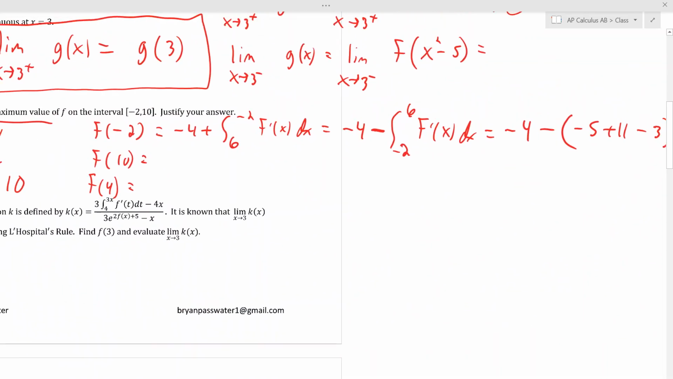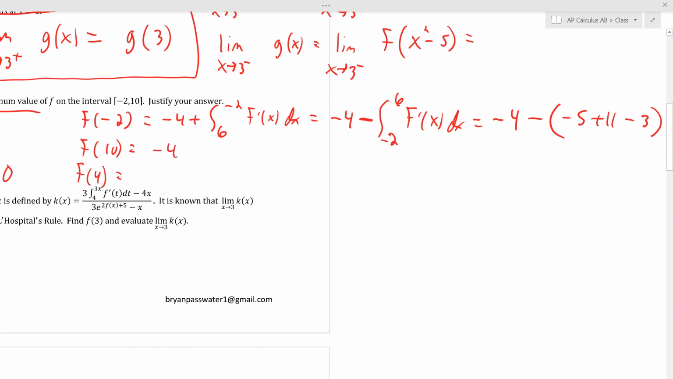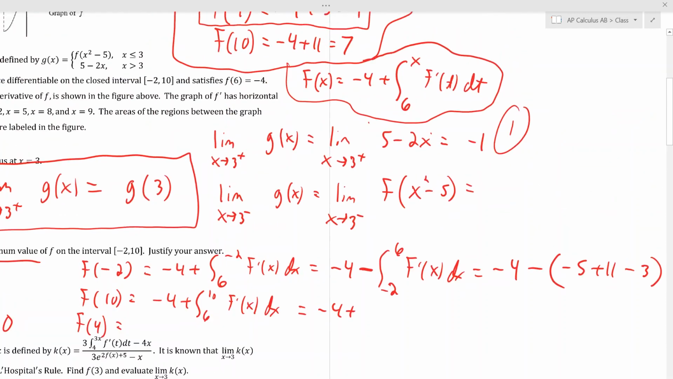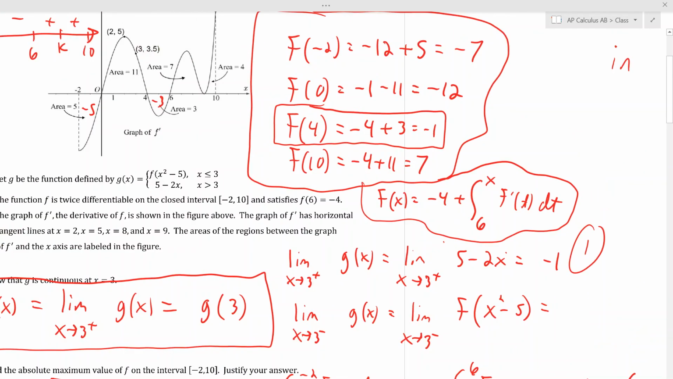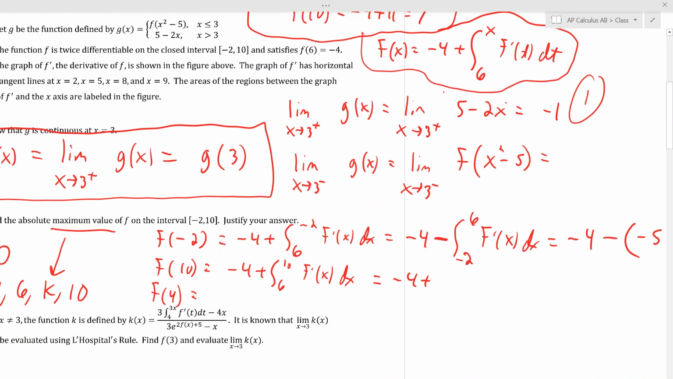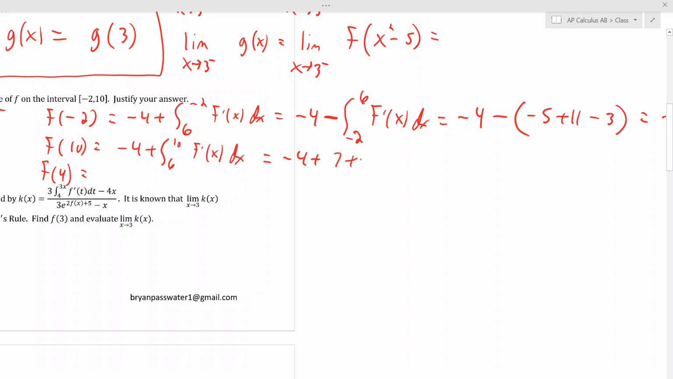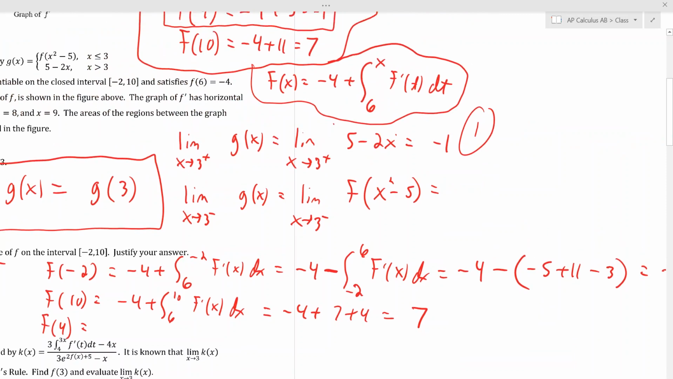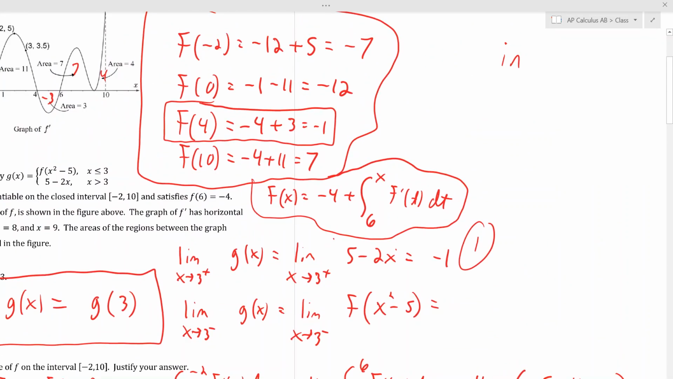Cool. F of 10, we do the same exact thing. So that's negative 4 plus the integral from 6 to 10 of f prime of x dx. I hope this doesn't look like a foreign language to you guys. The integral from 6 to 10, they tell us, is an area of 7 and then an area of 4. So that's negative 4 plus 7 plus 4, which is 11 minus 4 is 7. Which again, we already knew. We know the max is going to be that 7, right? That's the biggest number that we found. But we still got to show all this work down here.